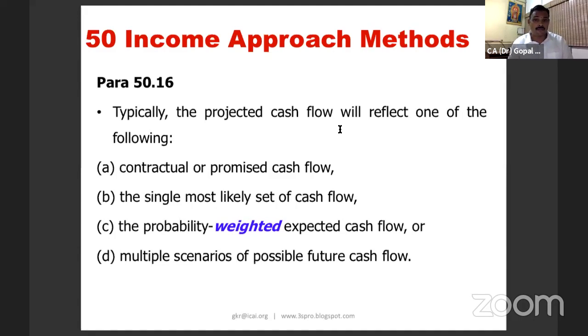And you can actually do this: scenario 1, what is the valuation? Scenario 2, what is the valuation? After valuation, you can do the averaging, or you can give weightage. All those things you can do.